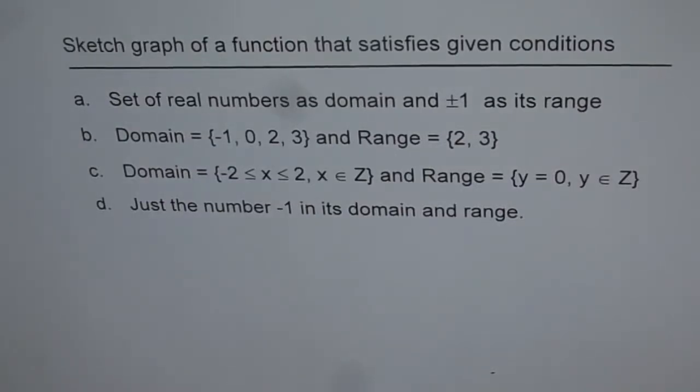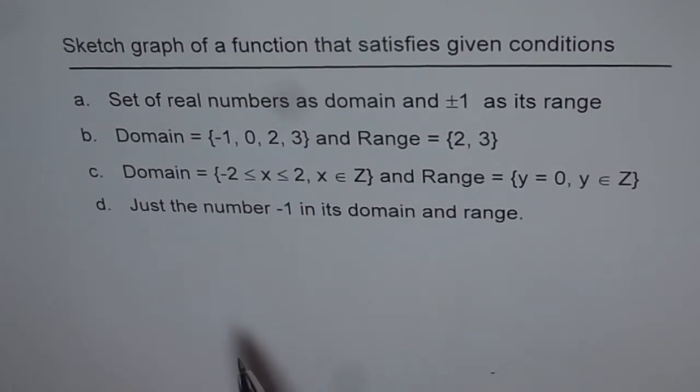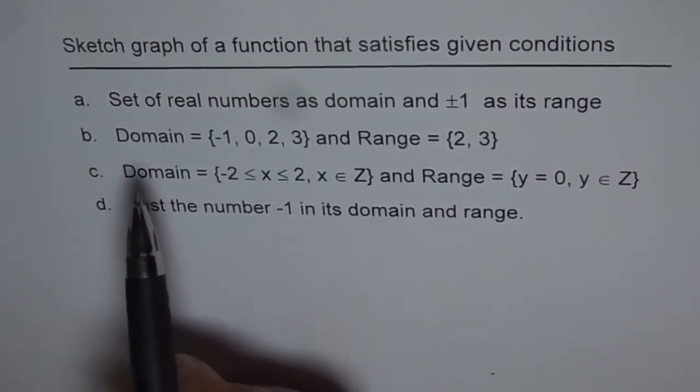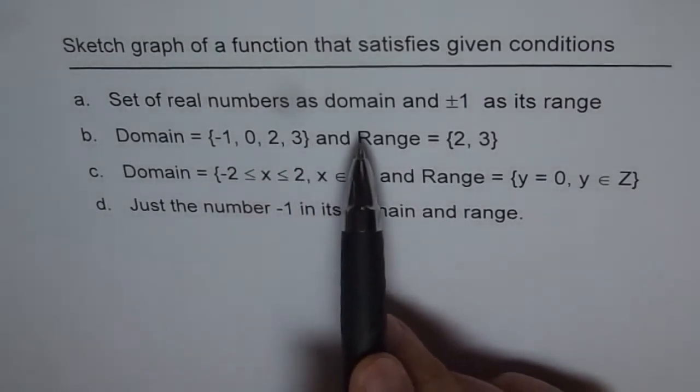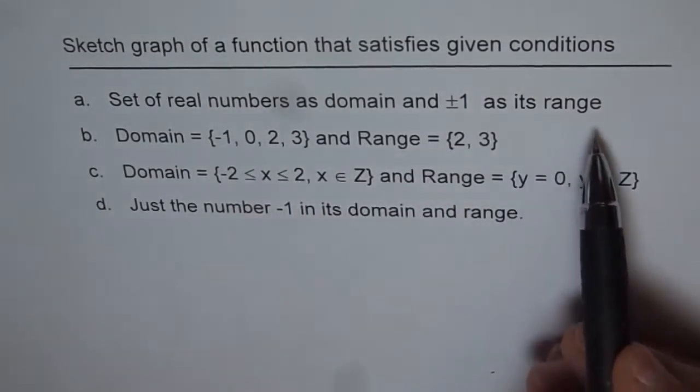Sketch the graph of a function that satisfies given conditions. So we need to sketch these four graphs individually. A is the set of real numbers as domain and ±1 as its range.